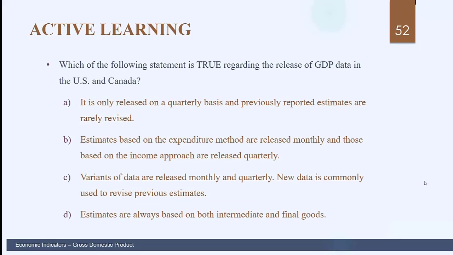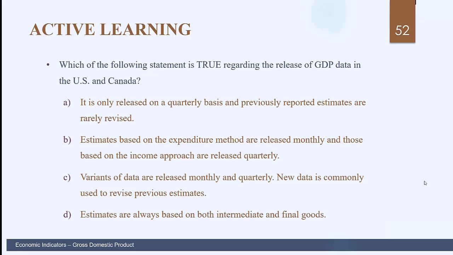This next question asks, which of the following statements is true regarding the release of GDP data in the US and Canada? Hit pause. Okay. So in A, it says, it is only released on a quarterly basis and previously reported estimates are rarely revised. Now, is this true? No, we know that that's not true. There's usually a series of releases, and as new information becomes available, previous GDP releases will be revised based on this new information.